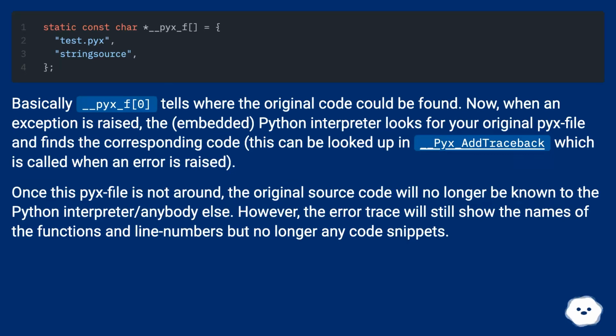Now, when an exception is raised, the embedded Python interpreter looks for your original PYX file and finds the corresponding code. This can be looked up in __Pyx_AddTraceback, which is called when an error is raised. Once this PYX file is not around, the original source code will no longer be known to the Python interpreter / anybody else. However, the error trace will still show the names of the functions and line numbers but no longer any code snippets.